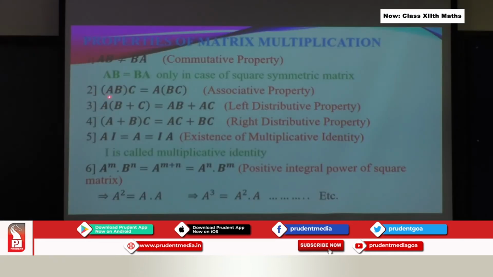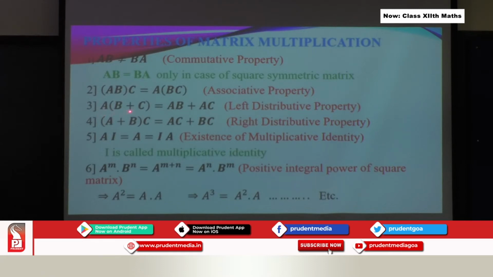Next, the second one, associative property. When you talk about the associative property in multiplication, A into B, when multiplied into C, whatever product matrix you get, is equal to this representation. If you take B into C first and then multiply A, whatever output you get will be the same. So the associative property holds true here.